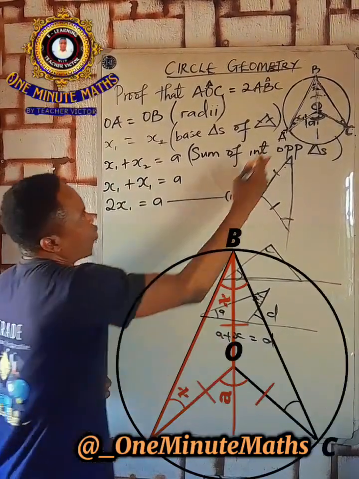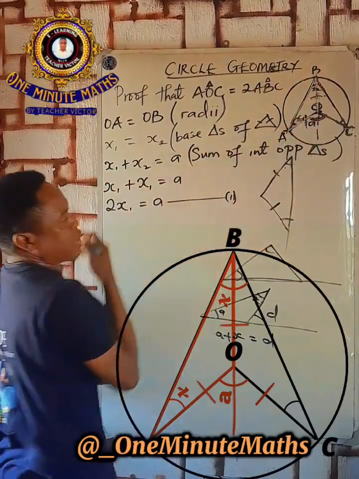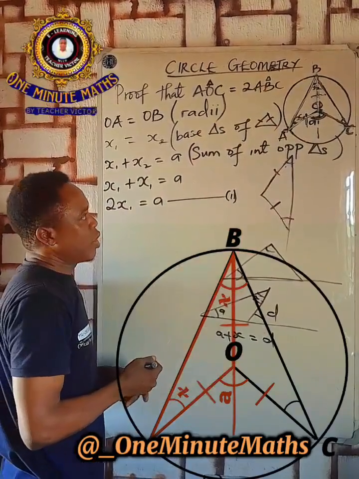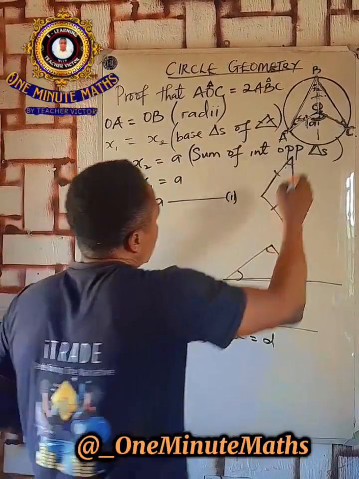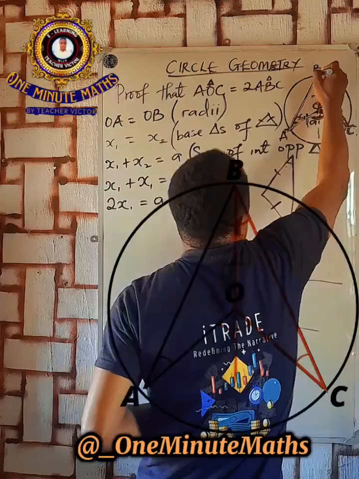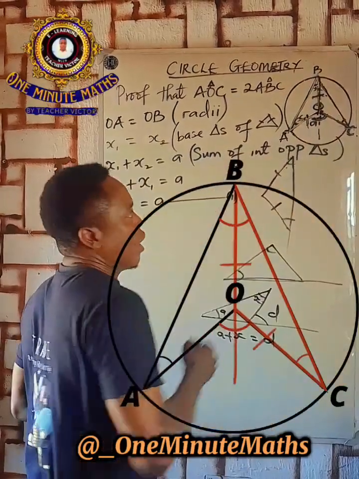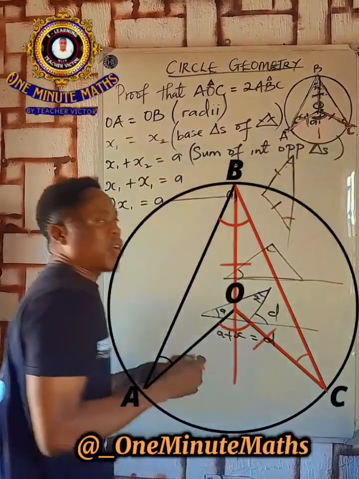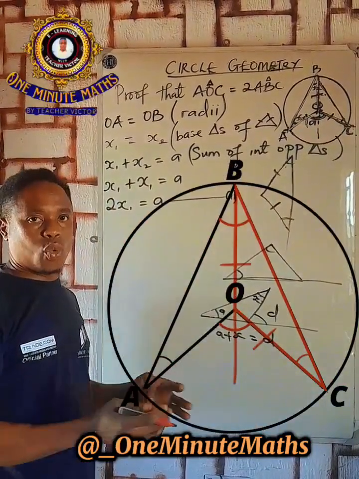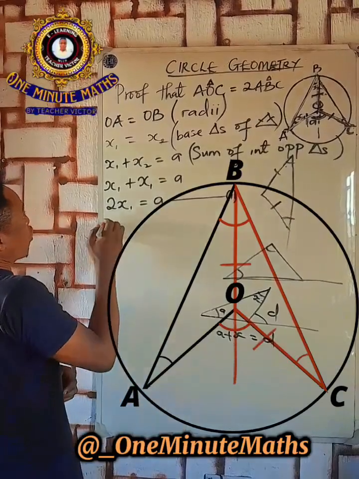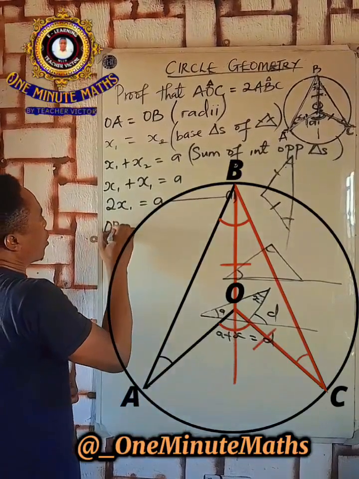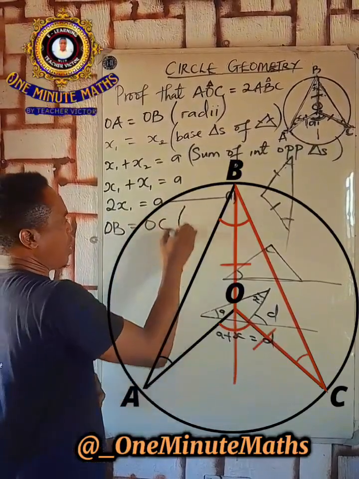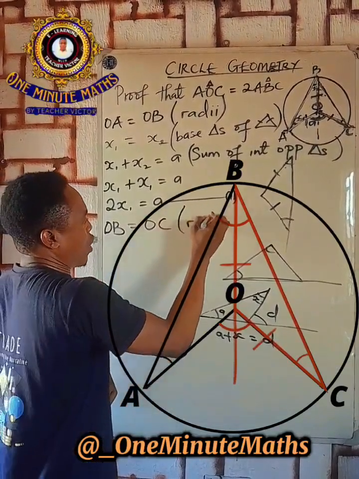So we are done proving everything on this side. Now let's go to the other side of this diagram. We remember that this line OB is a radius. Also, OC is also a radius. And because radii are equal in length, we can therefore say that OB equals OC. Of course, our reason would be because they are radii.